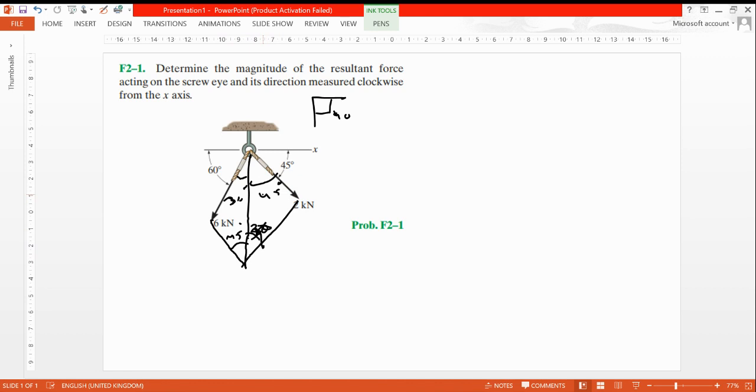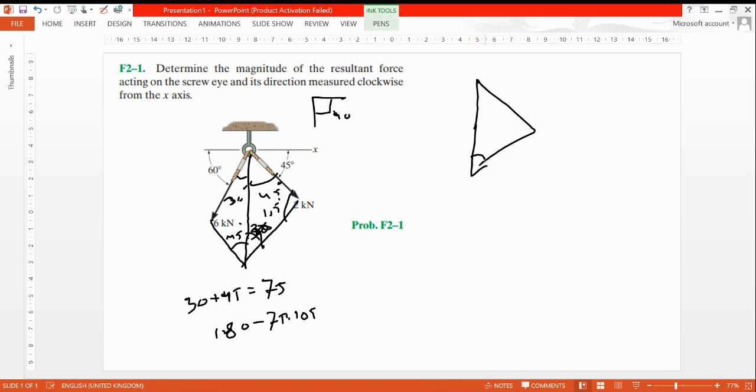Here is 30, so one side is 30 and the other side is 45. 30 plus 45 equals 75. So 180 minus 75 is 105. So the main angle here is 105. The triangle is like this: 30, 75, the same part on the other side of the parallelogram. So 45, 30, and 75.